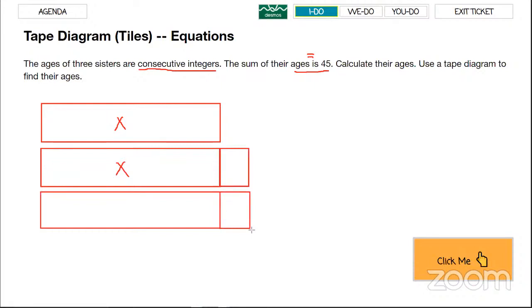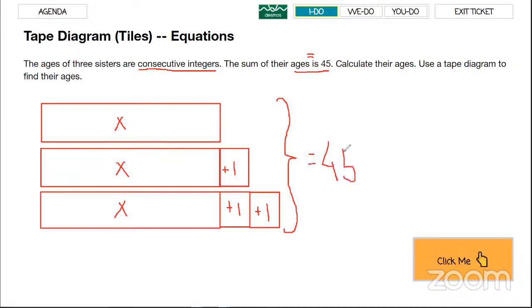So look at this. Hold on, I'm going to label them all. It's not perfectly equal squares, but I'm trying to make it as close as I can. Okay, so first sister's age is X, second sister's age is X plus 1, because adding up by 1, and the third sister's age is adding plus 1 and plus 1. Okay, so our problem says the sum of their ages is 45. All of them together equal 45.